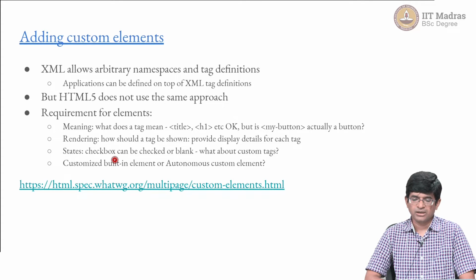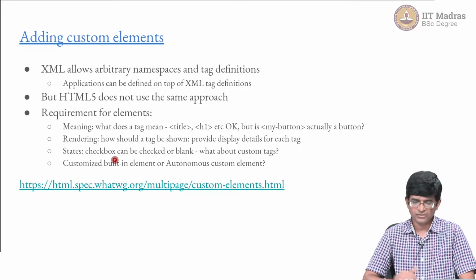Now if you are defining a new custom tag of your own, maybe it's something similar to a checkbox or maybe it is something else. The point is it might have some custom state of its own. How do I keep track of that state? How do I use that state in a useful manner? That's also part of how you define an element, right?